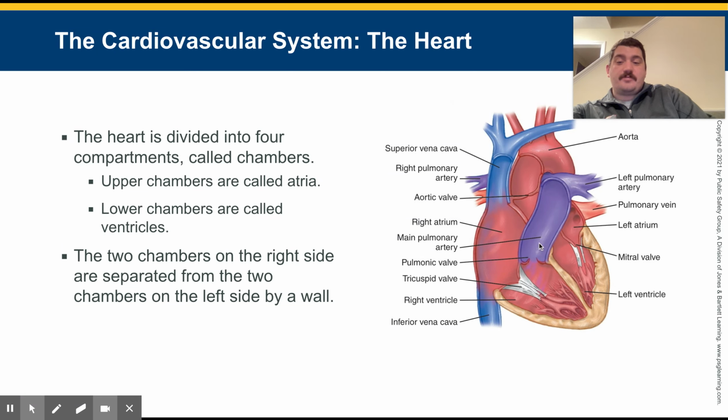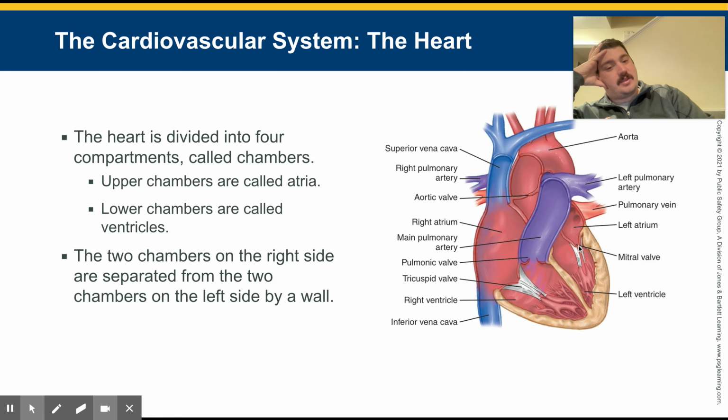And those two, left and right, they're separated by a wall down the middle. Okay, so really cool. So we could see our right atrium, right ventricle, left atria, left ventricle. And we'll talk more about how, based on what happens in the different chambers, we can see the anatomy is different.